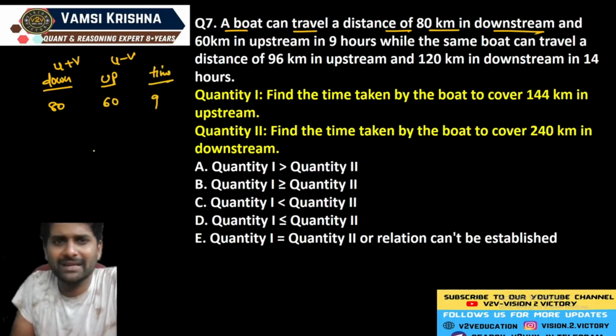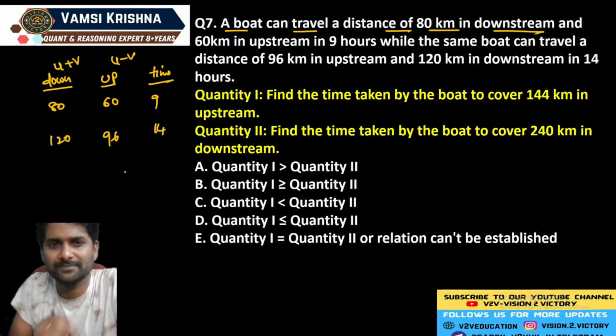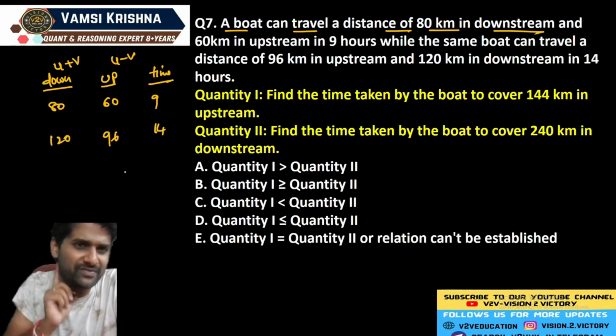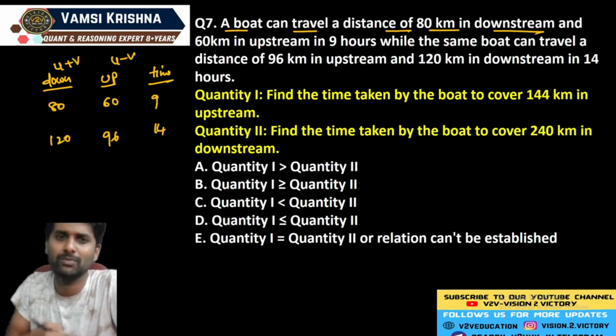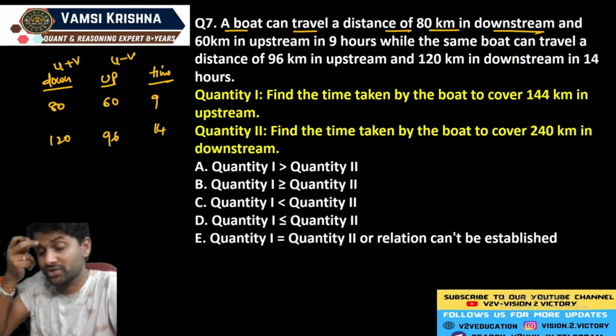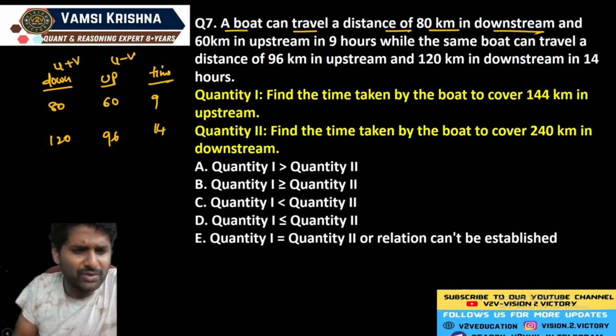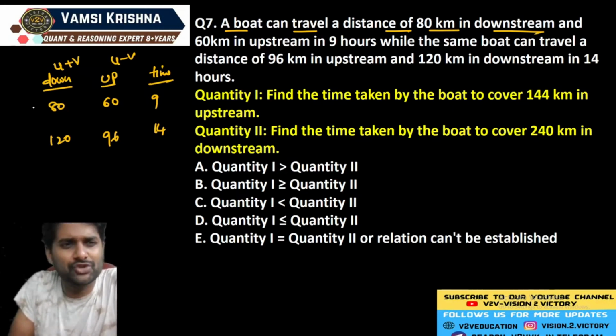According to the data, it takes 9 hours. Now the same boat can travel a distance of 96 kilometers upstream and 120 kilometers downstream, and it takes 14 hours. Now identify what the u plus v value and u minus v value are, then you can identify the quantities in the given question. Guys, here you can frame equations, otherwise observe that the common multiple of 80 and 120 is 240, multiply with 3 times and multiply with 2 times.